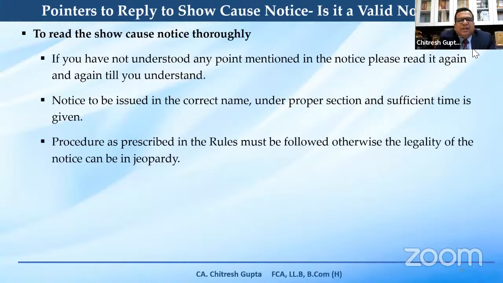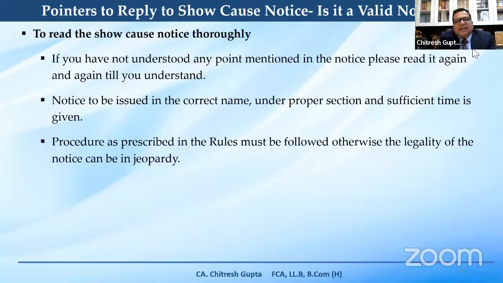The notice must be issued in the correct name and under the proper section, and sufficient time must be given. Suppose I have two firms: one is a proprietorship firm and the second is a private limited company. If the department wants to issue the notice to the private limited company, the department cannot mention my name and give the particulars of the private limited company. So it has to be addressed to the proper person.